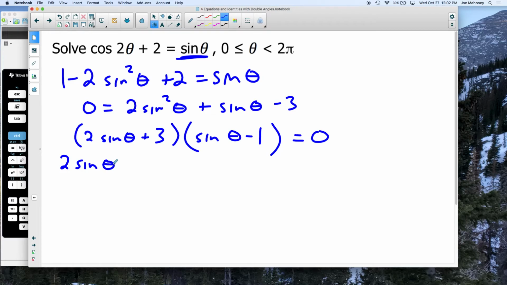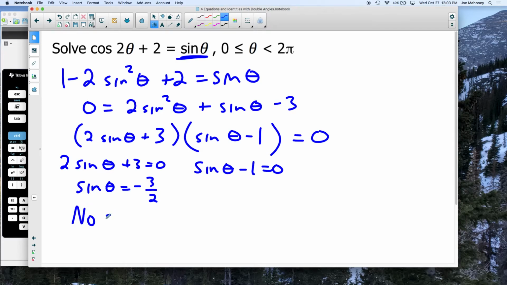We'll set each factor equal to 0. If I look at this right side of the equation, if I subtract 3 from both sides and divide by 2, I'm going to get the sine of theta equals -3/2. And remember that the range for sine is between positive and negative 1. -3/2 is less than -1, so there is no solution here.